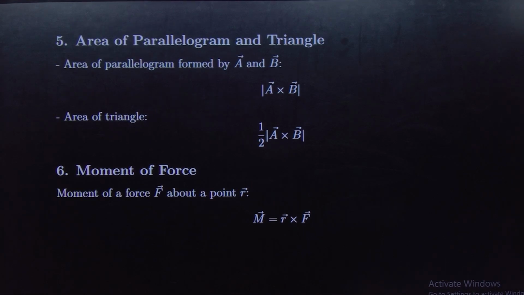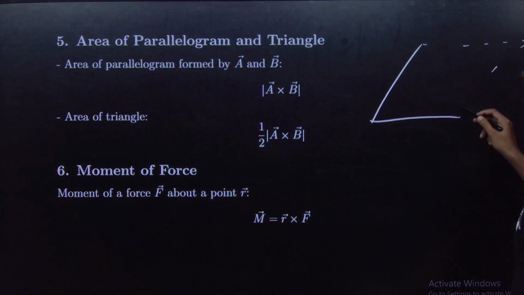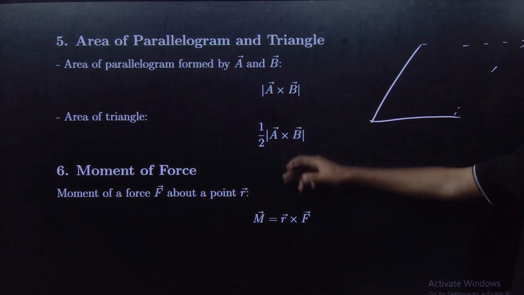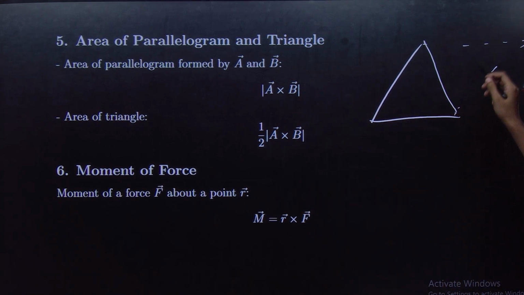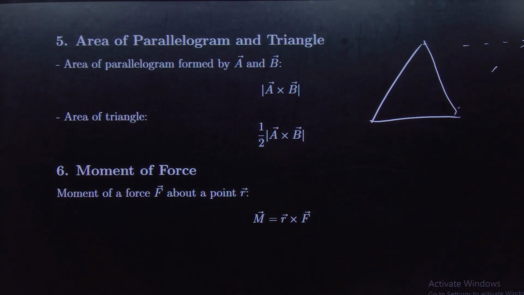Area of a parallelogram and a triangle. Suppose you take two vectors, then the area of the parallelogram formed by these two vectors is given by the magnitude of the cross product. If you look at the triangle, it's going to be half the area of the parallelogram, which is half times the magnitude of the cross product, okay? Moment of force, you have done this in physics. The moment of force about a point is nothing but R vector cross F vector, right?